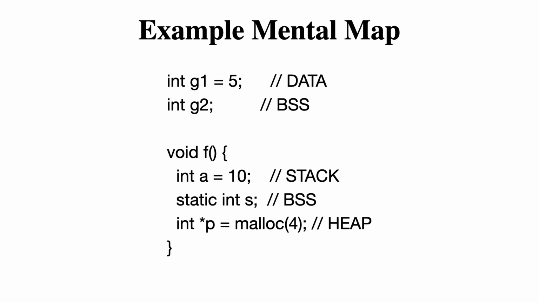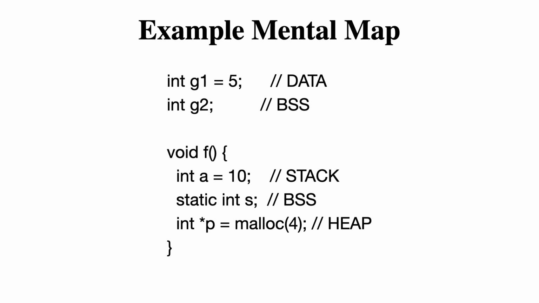Now we understand everything. Let's have a look at an example. On the slide, the first line is int g1 equals 5. It is a global variable and the value is initialized, so it should go to the data segment. Next is int g2. It is a global variable, but no value is assigned, so it will go to the BSS segment.